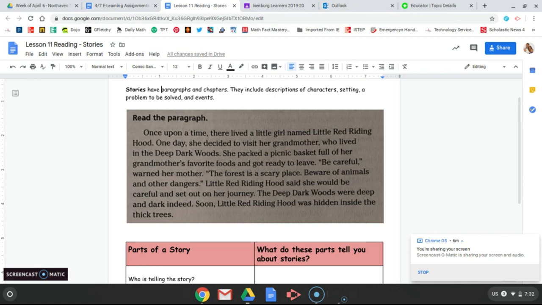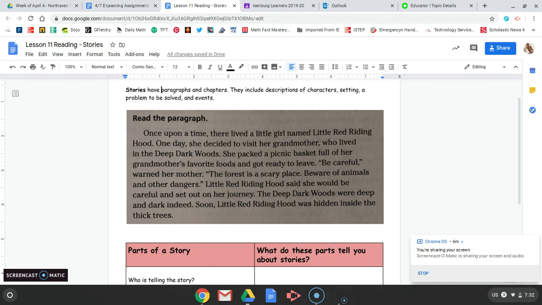There are characters in this story. We heard about Little Red Riding Hood, and then Little Red Riding Hood was also talking to her mom, and then we also heard about her grandmother. So that's who our story is going to be about. The setting is at her house at first, and then moving into the deep, dark woods.